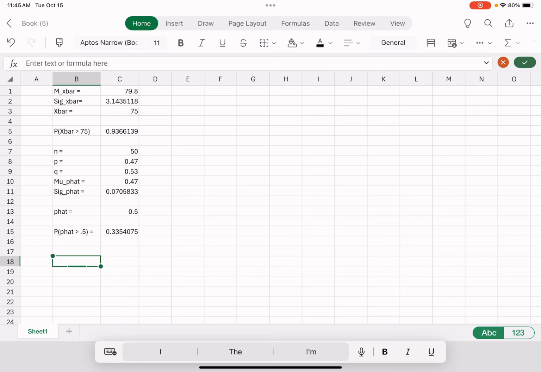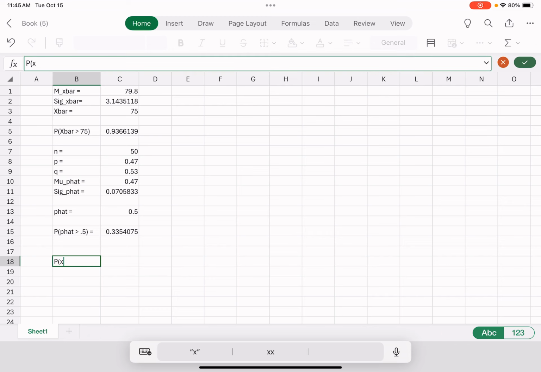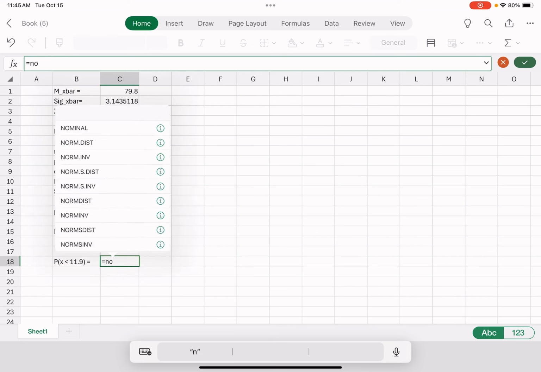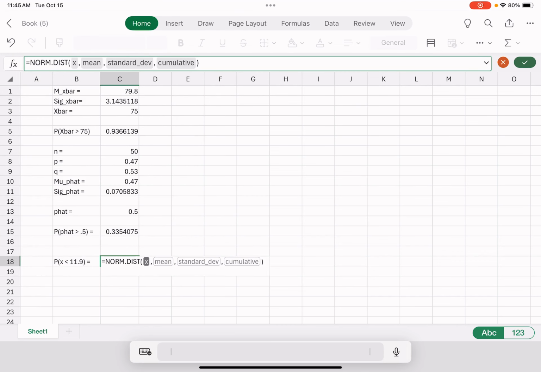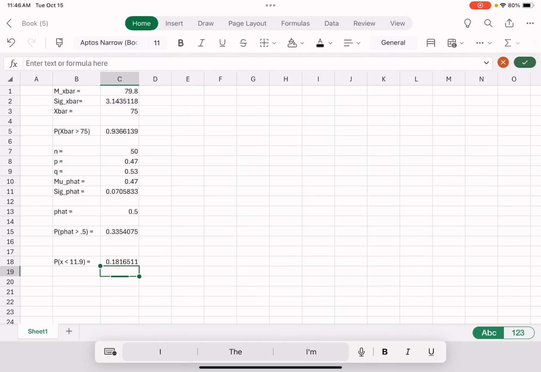So the first one, the probability that x is less than 11.9 is going to equal NORM.DIST. X is going to be 11.9. The mean was 12. And the standard deviation was 0.11. Cumulative, about 18%. So that's the probability. Or you could also say that that's the proportion of cans that are less than 11.9.